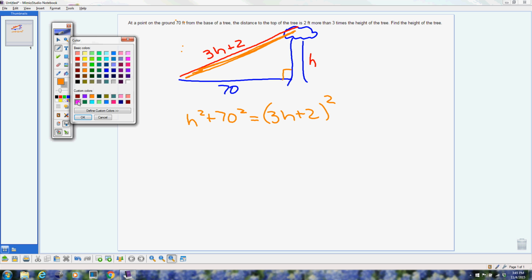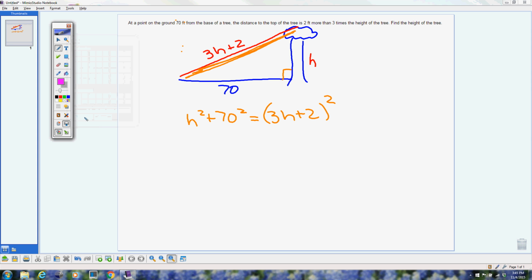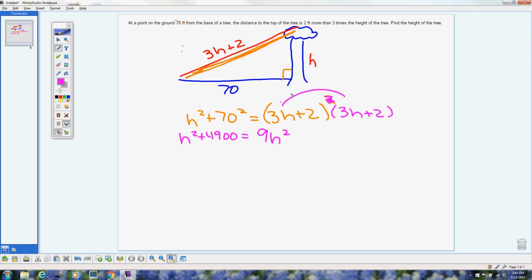Okay, so on the left-hand side, 70 squared is 4,900. So I'm going to have h squared plus 4,900 equals, now when you have (3h plus 2) squared, that means write it twice and FOIL it. So we need to FOIL that out. So we're going to do 3h times 3h is 9h squared. 3h times 2 is 6h. 2 times 3h is 6h, and 2 times 2 is 4.